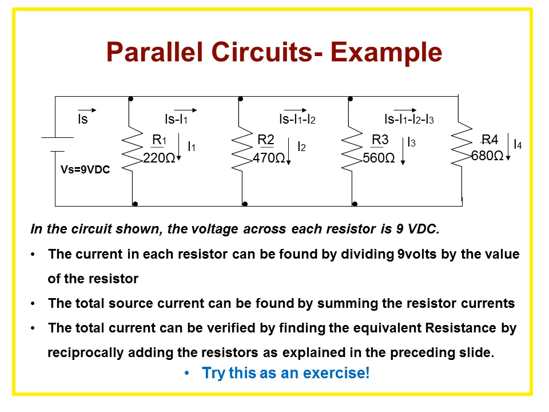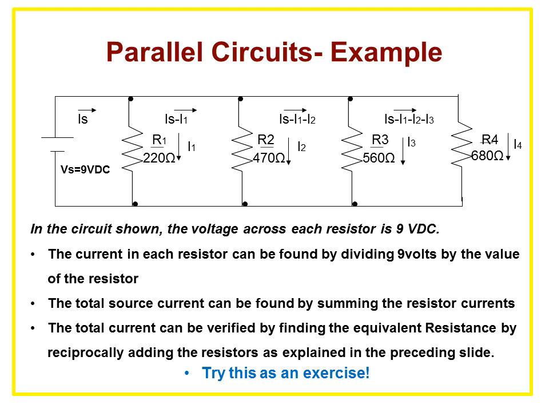Here's an example of a parallel circuit with 4 resistors in parallel. In this circuit shown, the voltage across each resistor is 9 volts. The current in each resistor can be found by dividing 9 volts by the value of the resistor, Ohm's law. The total source current can then be found by summing the resistor currents.